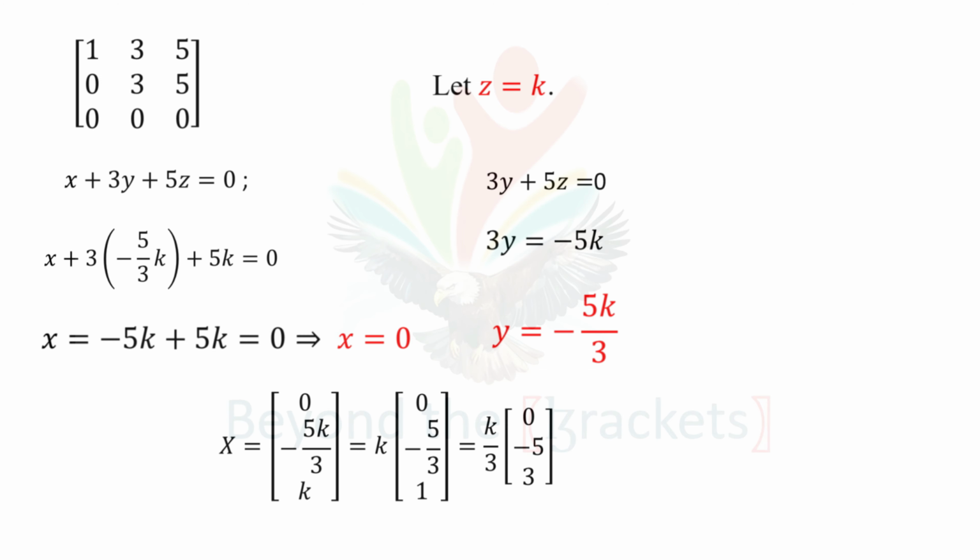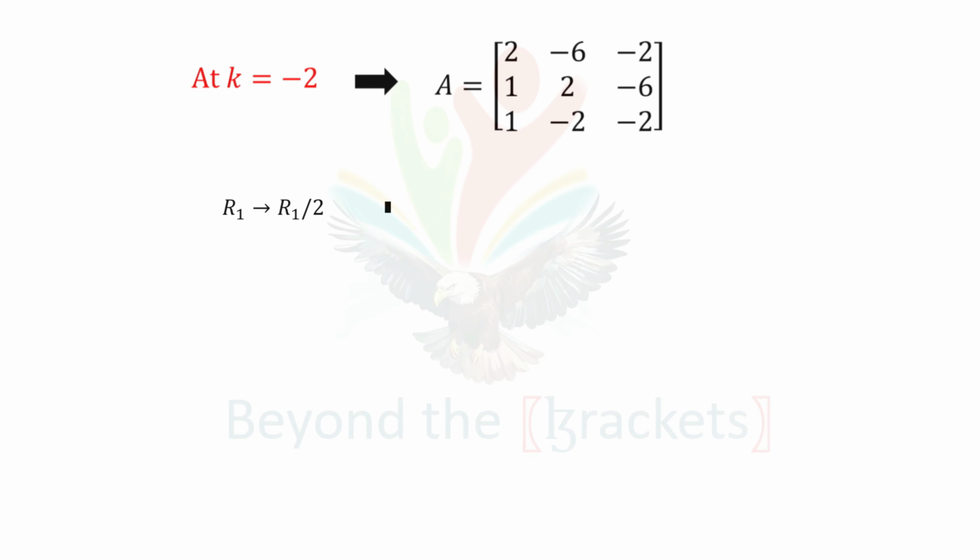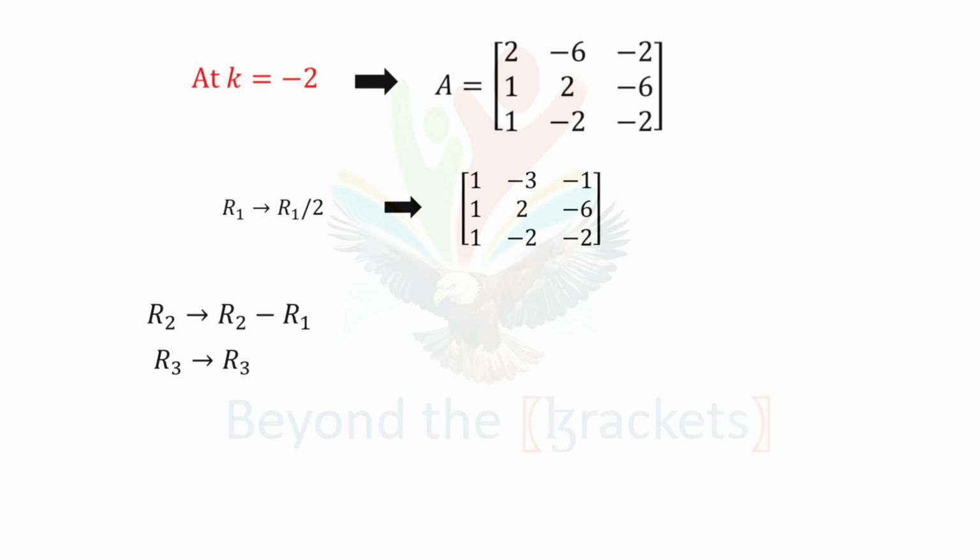Since we don't want fractions in the final answer, taking 3 outside, we get 0, minus 5 and 3 as the final answer. Doing the same process for k is equal to minus 2, we get matrix A as shown here. First we divide first row by 2, which gives this as the resultant matrix. While reducing this matrix in the echelon form, the first operation will be changing R2 as R2 minus R1, R3 as R3 minus R1. The first row remains the same.